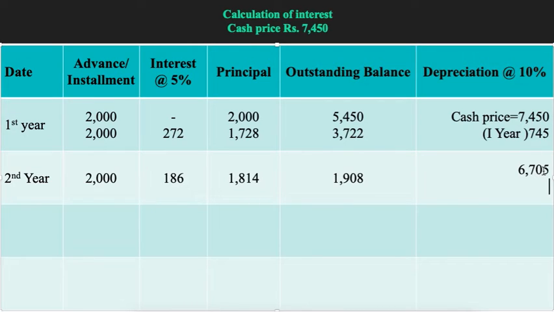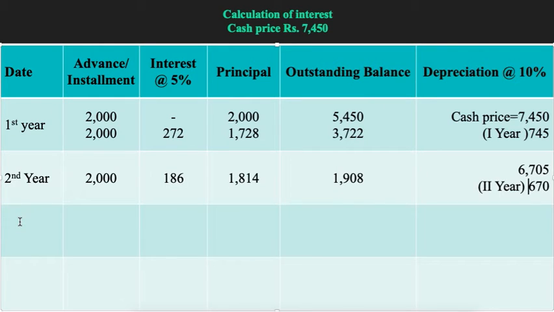So on this we are going to charge depreciation at 10%, that is 0.10 into 6705. When we calculate it, how much is it? 670 rupees. So 670 rupees is the depreciation amount which is charged on the asset at the end of the second year, right?